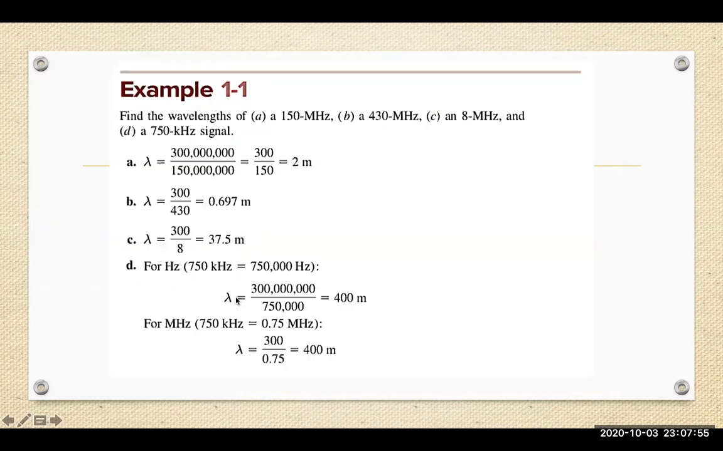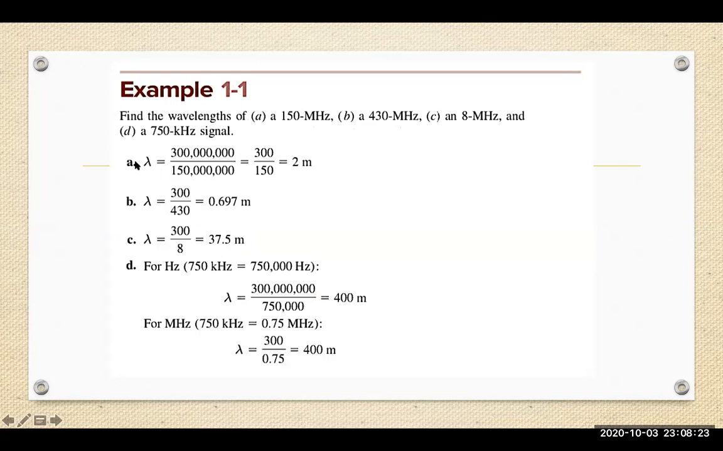Now let's solve some problems. Let me explain the first problem. Find the wavelengths of the following frequencies: 150 megahertz, 430 megahertz, 8 megahertz, and 750 kilohertz signal. Take note that we have different prefixes here. Mega means 1 million, and kilo means 1,000.